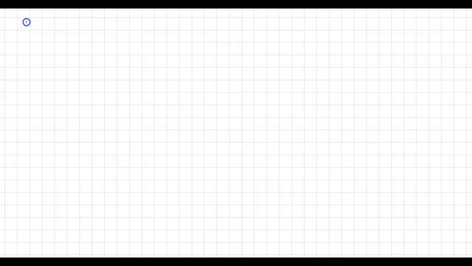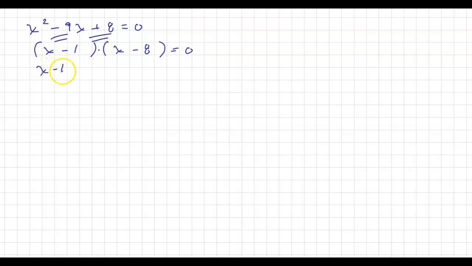Okay, I'm going to start with the refresher of quadratic equations. Some quadratic equations can be so-called factored, and this is an example of one. Most quadratic equations cannot be factored. But if you can factor it, you look for two numbers whose product is positive 8 and whose sum is negative 9, so it's minus 1 and minus 8. And then, since these two things multiply to give 0, one of them has to be 0. And we get the two answers, x equals 1 or x equals 8. So that's by factoring.